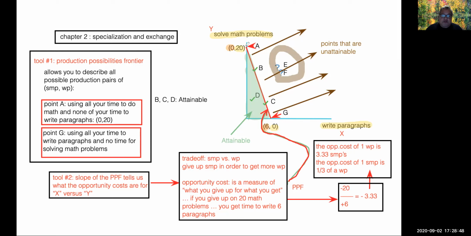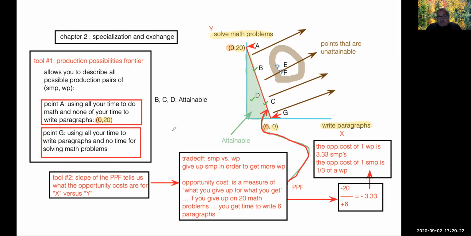So we're going to call those 2 points in this Cartesian plane, in this XY plane, points A and G. Point A is the point that has 0 written paragraphs with 20 math problems, and point G is the point on the other extreme of the Cartesian plane, where we devote all our time to the production of written paragraphs.